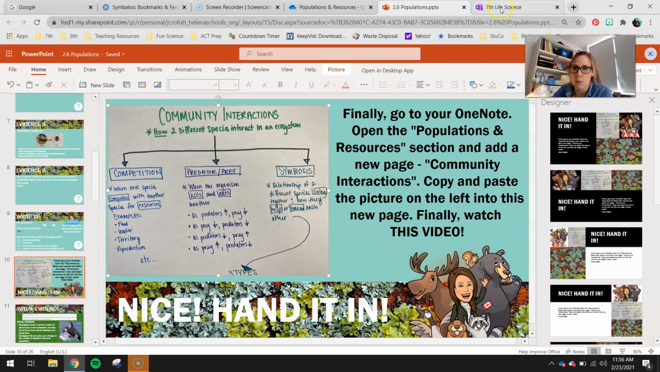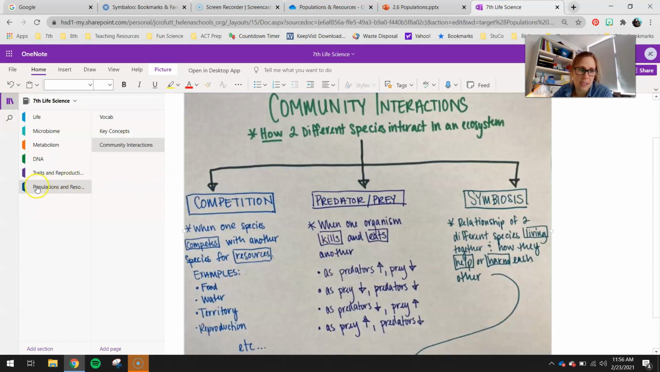And obviously you are watching this video, so it should look something like this: Populations and Resources section, add a new page, Community Interactions, and your notes look like this. I'm just going to go through these really quick with you, and we'll talk a little more on symbiosis next week when we do some activities with it. But basically, there are 3 types of community interactions, and community interactions are how 2 different species that live together in an ecosystem interact with each other.